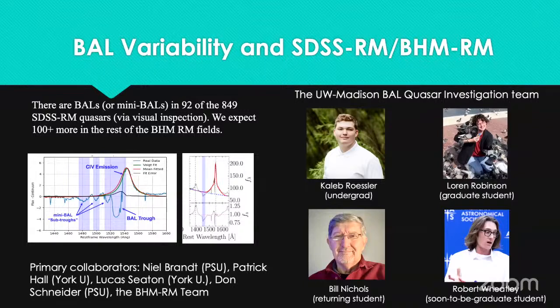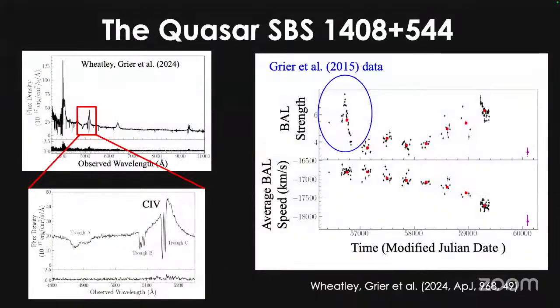And see what we can learn. So the first major result from these investigations has to do with one particular quasar, which I actually looked at back in 2015 when we only had 1 year of Sloan monitoring. So this is what the quasar spectrum looks like. Here's a little zoom in. This is the broad absorption line in question. And these plots on the right show the strength of the BAL, so the equivalent width as a function of time, and the average BAL velocity, so the centroid velocity of the BAL as a function of time.